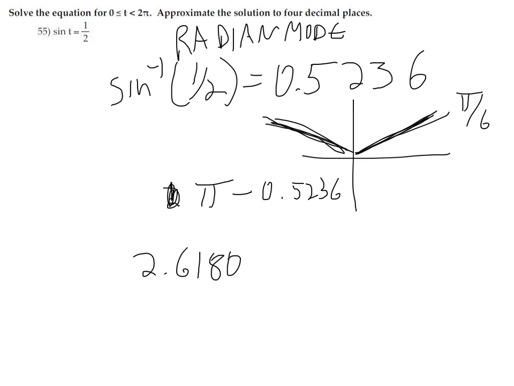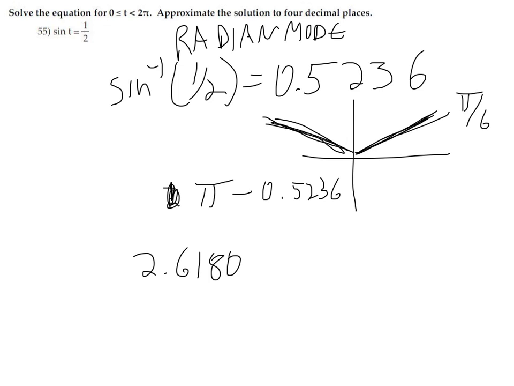Now if I just do pi minus 0.5236, let's see if it gives us the same value. So pi minus 0.5236 is 2.61799. So it gives us the same value. I'm always worried that if I use a rounded value for the next part of my answer, it won't be rounded correctly anymore. In this case it worked, so that was nice.